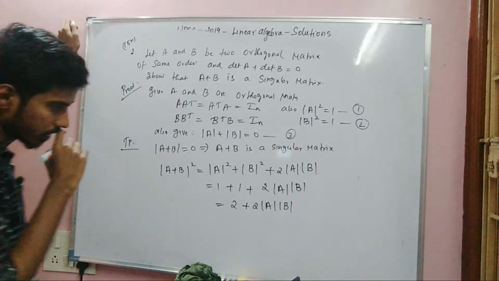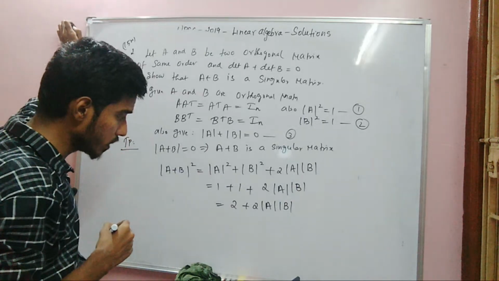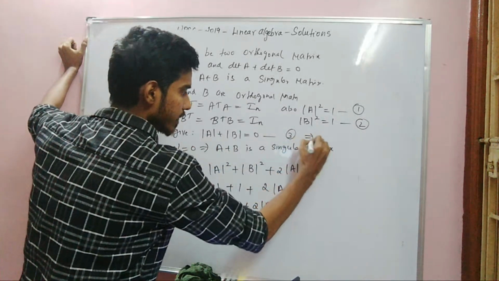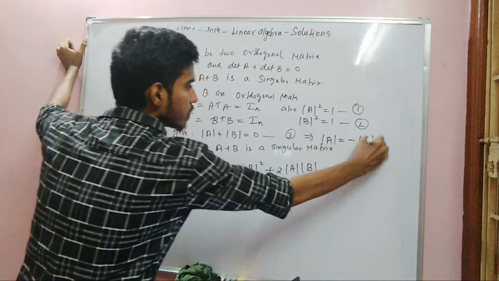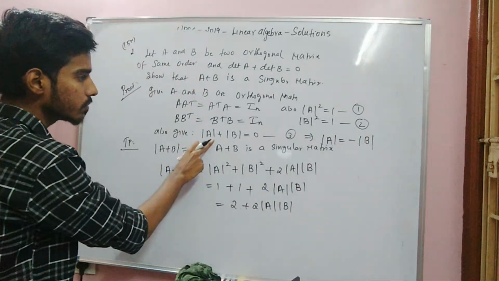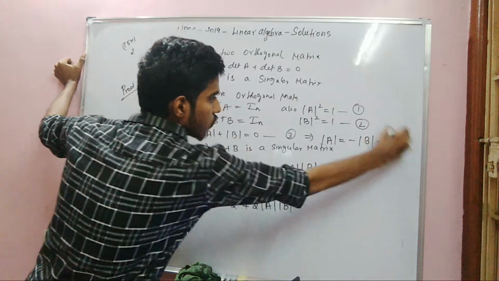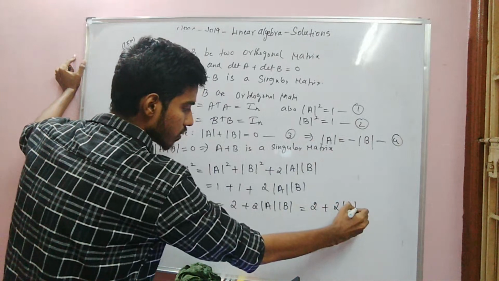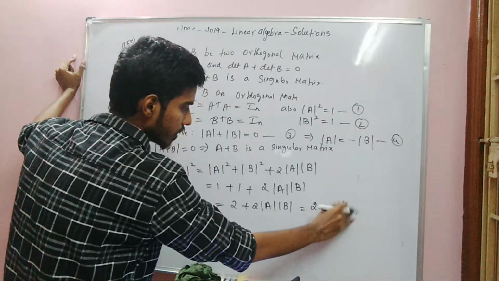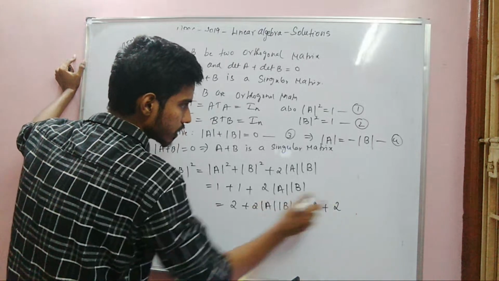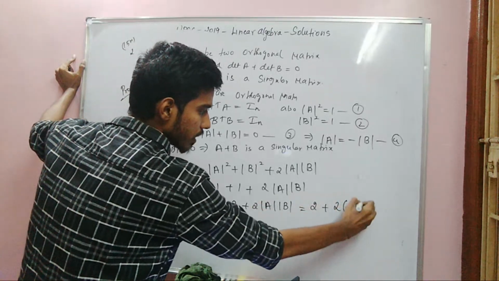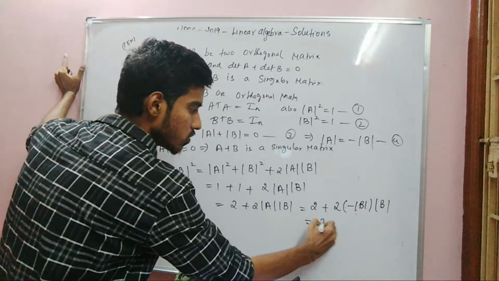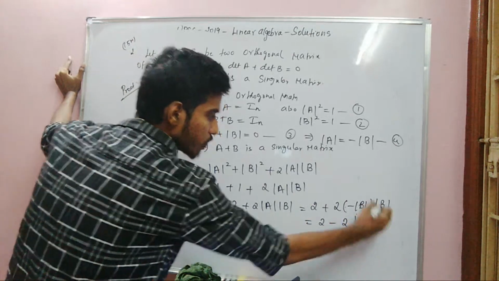Now we have determinant of A plus determinant of B is equal to 0. From this I can write determinant of A is equal to minus determinant of B. I will mark this as 4. Now if I use 4, if I want to change A to B, then I can write determinant of A to be equal to minus determinant of B, into determinant of B. So this is nothing but 2 minus 2 into determinant of B whole square.